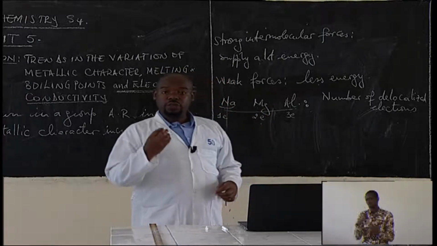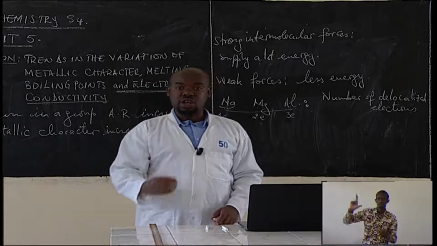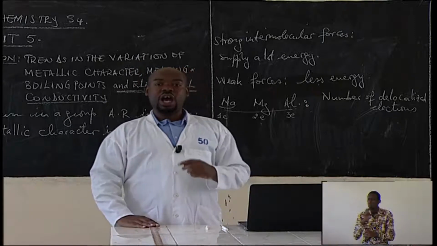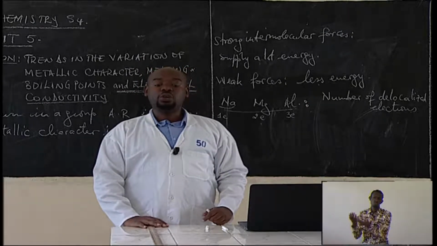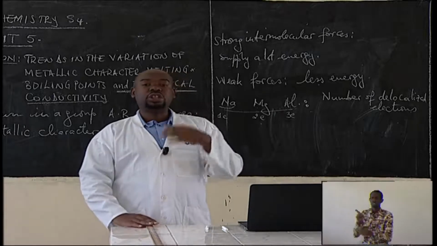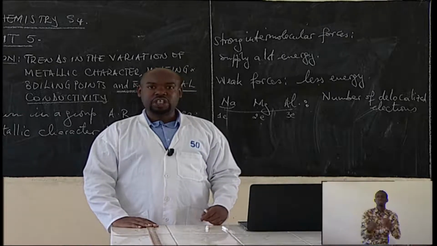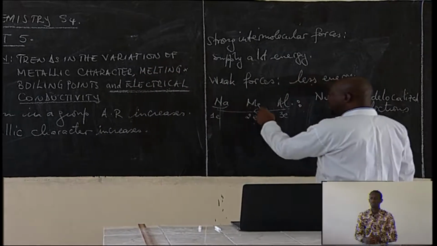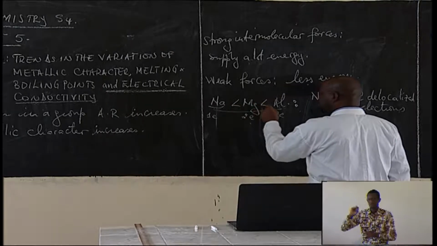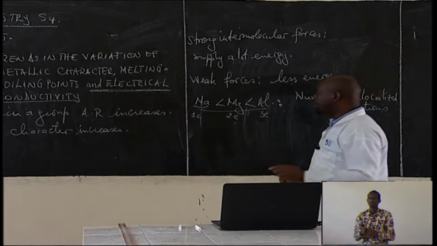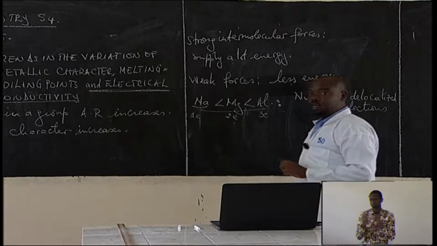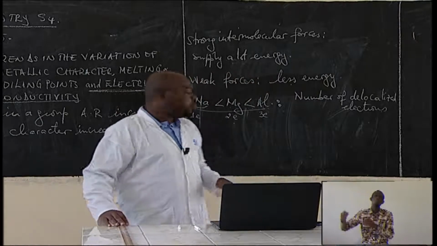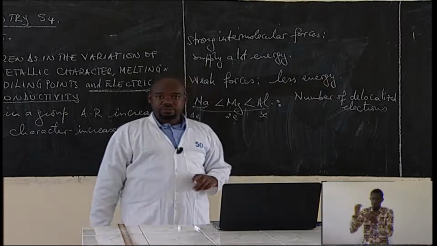So if the metallic bonding is stronger, then the melting point will also be high, because we have to supply a lot of energy to do what? To weaken those strong electrostatic forces in aluminum. So as the metallic bonding becomes stronger in this order, even the melting and boiling point will increase in this order. So aluminum has the highest melting and boiling point compared to magnesium and sodium.